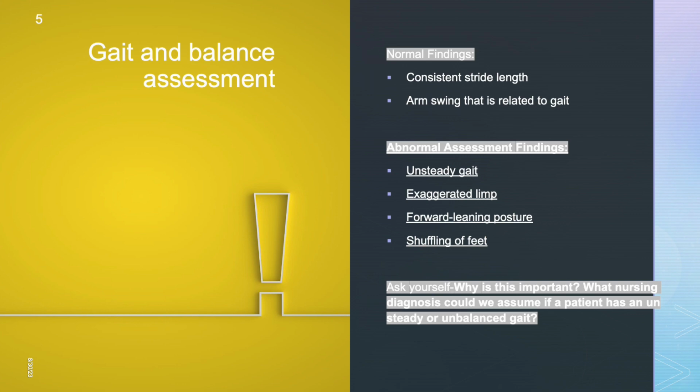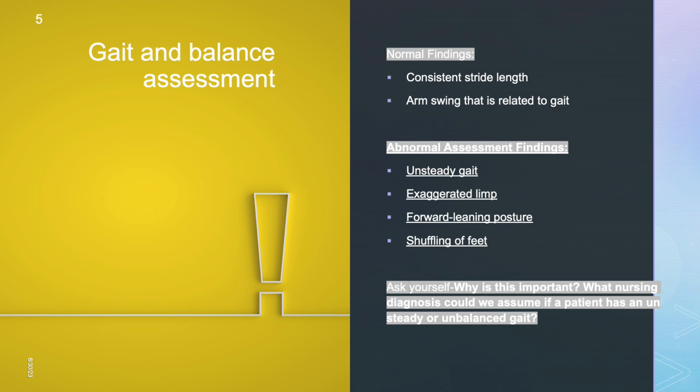So gait and imbalance assessment, basically we want to make sure that someone is walking appropriately. We want to make sure that the stride length is pretty symmetrical, that each step is consistent, and that we don't have much deviation in the length of the stride itself. Arms aren't going to swing together. That would be bizarre. Arms usually swing opposite of one another. And then things like unsteady gait, exaggerated limps, forward leaning posture, shuffling of the feet, those would be considered abnormal assessment findings.